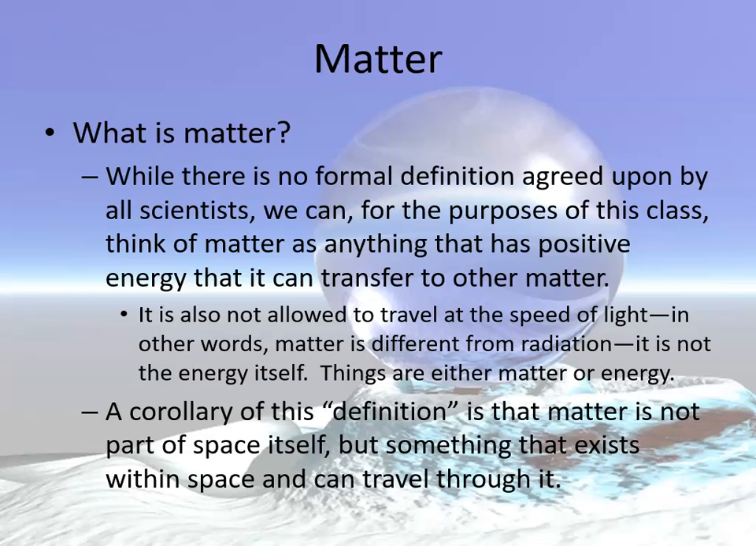So first of all, what is matter? Well, it's hard to get a formal definition of matter, but for our purposes, we'll think of it as anything that has positive energy that it can transfer to other matter, and back and forth. In other words, this kind of distinguishes it from radiation, because radiation is in essence the energy itself. So matter is not allowed to travel at the speed of light, though don't ask me how neutrinos fall into this category. And a corollary of this definition is that matter is not part of space itself. It's something that exists within space and can travel through it.